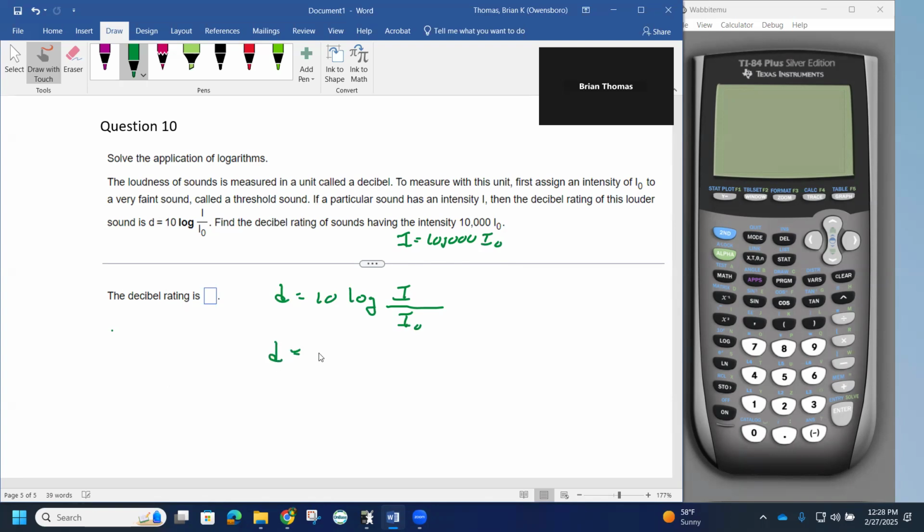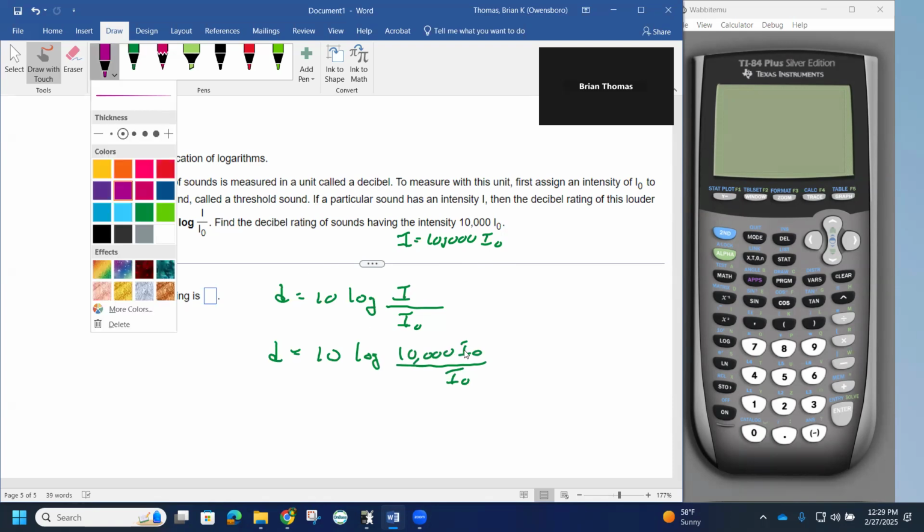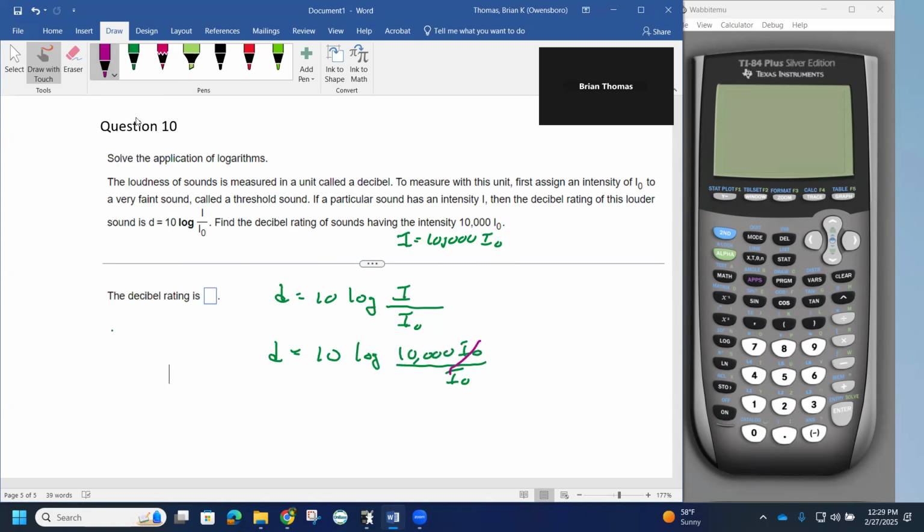So D is going to equal 10 times the log of, and we're going to be able to replace this I with its assigned value, which is this 10,000 I sub 0. And then we're going to be dividing that by I sub 0. Now, algebraically, these I sub 0s are going to divide out. So what we end up with is D is equal to 10 times the log of 10,000.